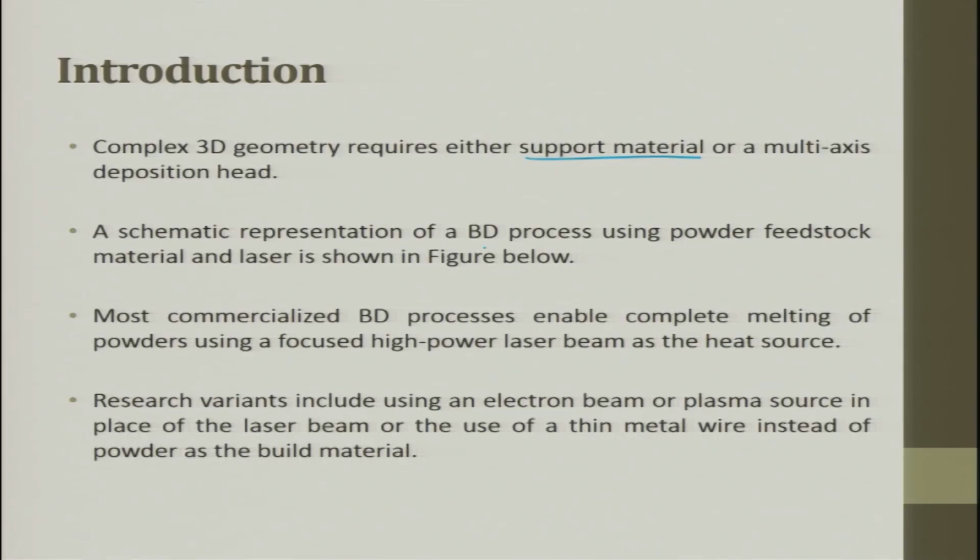A schematic representation of the beam deposition process using powder feedstock material and laser is shown in the next slide. Most commercial beam deposition processes enable complete melting of the powder using a focused high power laser beam as a heat source. Research variants include using an electron beam or plasma source in the place of the laser beam, or using a thin metal wire instead of powder as a building material.